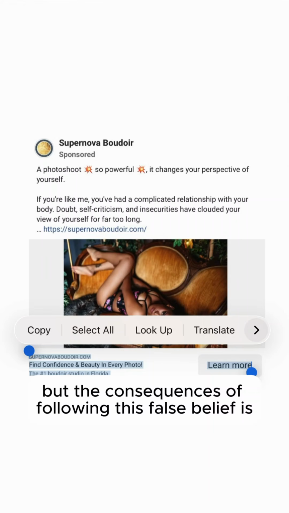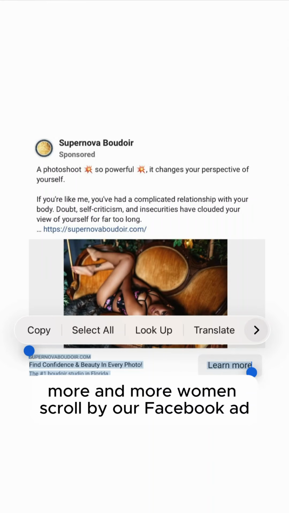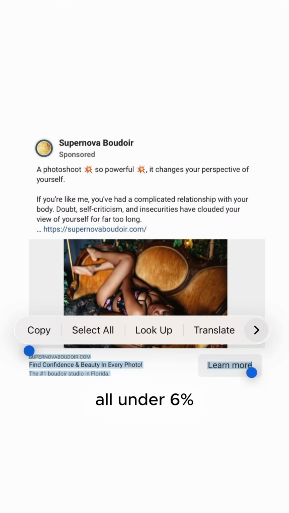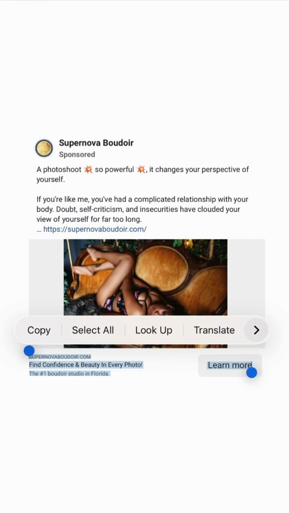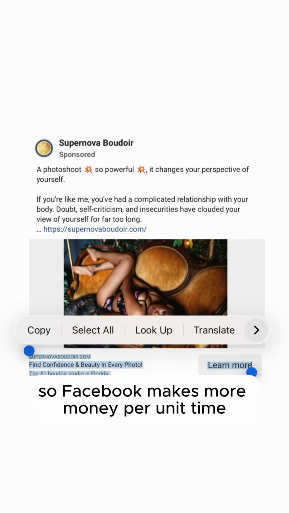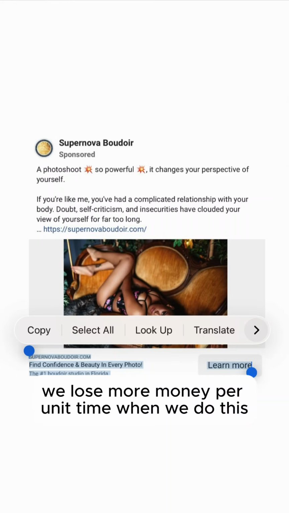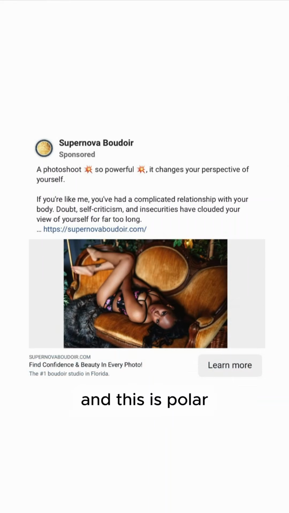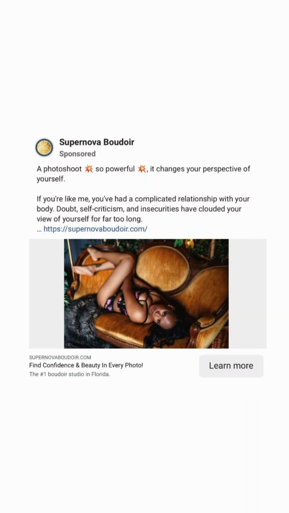But the consequence of following this false belief is more and more women scroll by our Boudoir Facebook ad, out of 100, pulling our unique CTR under 6% and actually causing us to waste a ton of money. Now, what Facebook gets is to serve more ads per unit time, so Facebook makes more money per unit time. We lose more money per unit time when we do this. And this is pulling our unique CTR under 6%. Photo looks perfect.